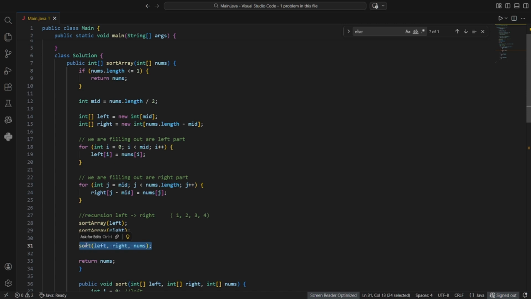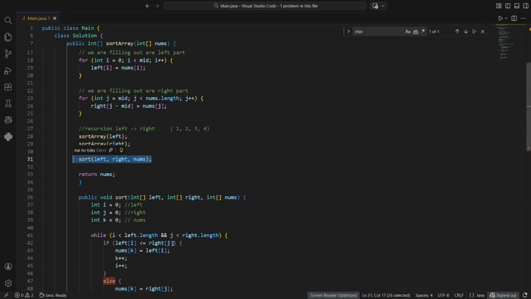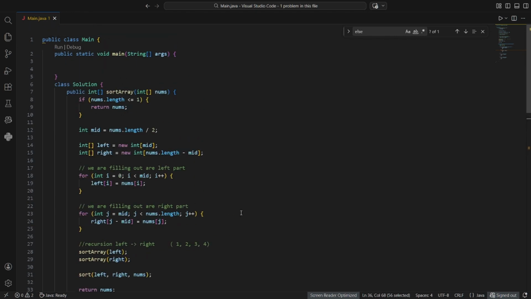And after we finish sorting, we're going to do the sort method, which we are going to implement. The sort method is here. Before that, let's just go over this one more time. We're going to divide the main array into two parts. We're going to fill out the left part and fill out the right part.